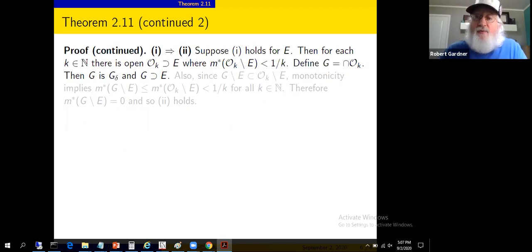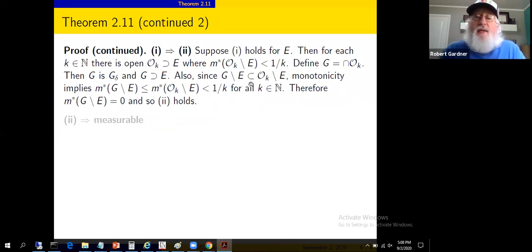That's what part 1 gives you. Define G to be the intersection of all those O sub Ks. The O sub Ks are open. This is a countable intersection of the O sub Ks. Then that set G is a G delta set. Since each O sub K contains E, the intersection of all the O sub Ks also contains E. E is a subset of each O sub K. It's a subset of the intersection of all of them.